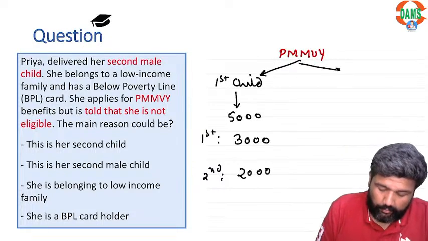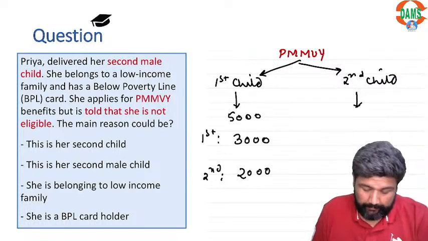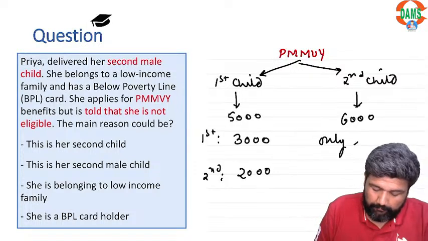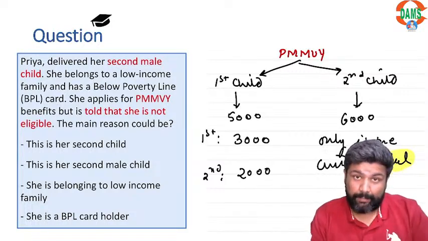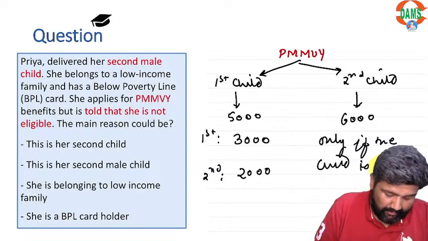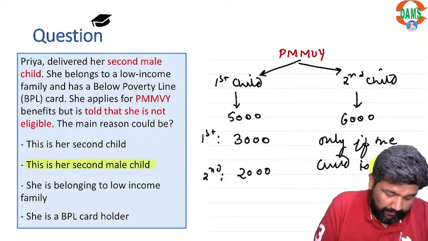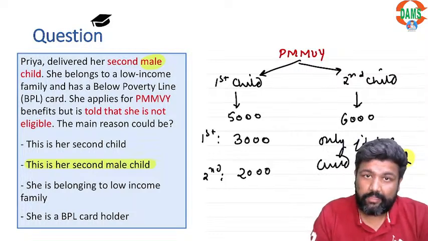In case of second child, she gets 6,000 only if the child is girl. Right? So in this case, Priya is not eligible for the money because it is her second male child. If it is a female child, then we would have given her 6,000 in a single installment.